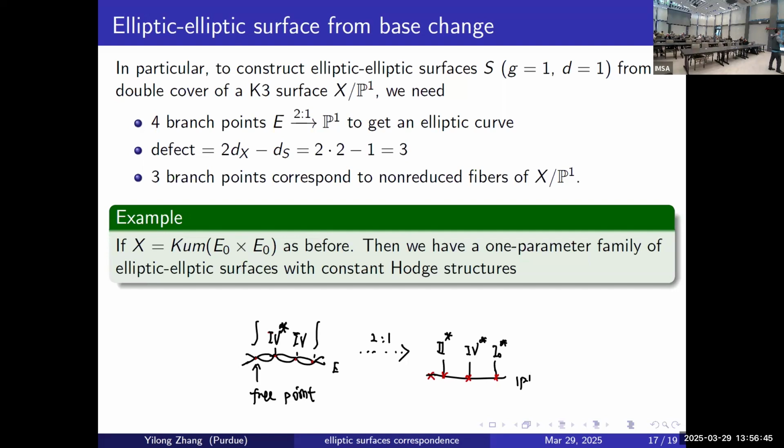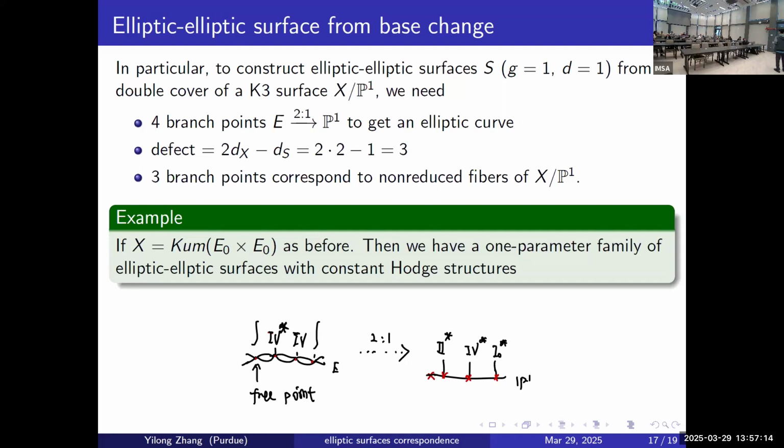And to compute this, first of all, we need the base curve to be some genus one curve. And how do we construct a genus one curve from the branch cover of P1? Well, we know that you take 4 branch points. So the first base change we have to consider is that you want to take the double cover of P1 with the 4 branch points.